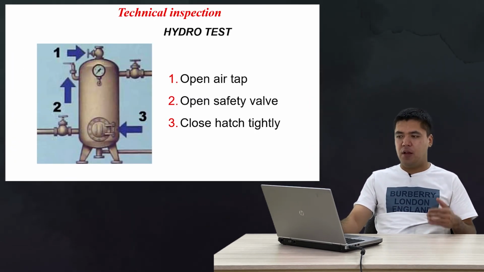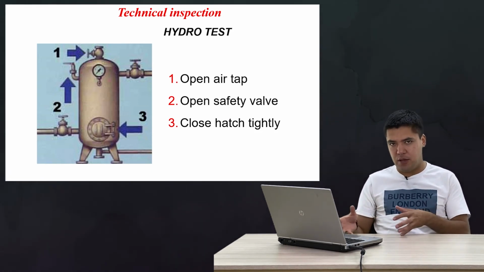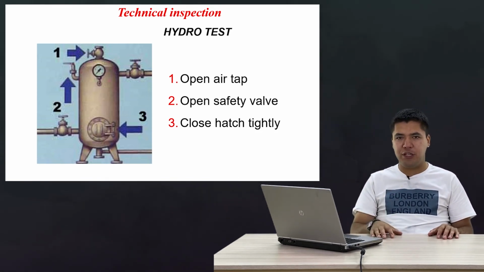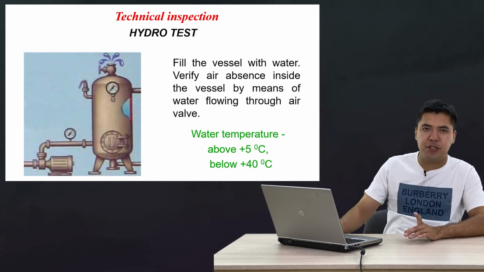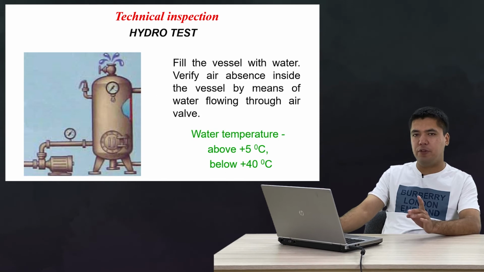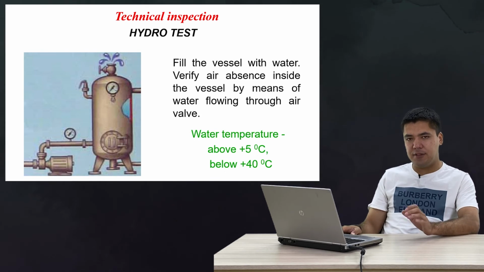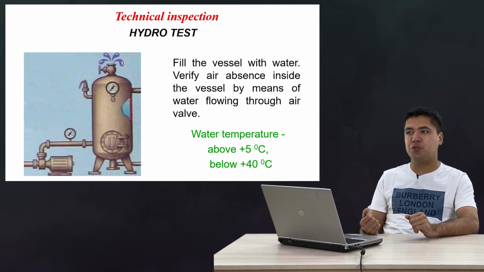And the next one, when we do hydro test, we need to remove all air from inside of the pressure vessel. Then we need to open safety valve and make sure that all pressure gauges, everything is working in normal process. Then hydro test shall be performed at positive temperature levels, actually over 5 degrees Celsius and below 40 degrees. But in some cases, for example, in our climate situation, working in similar ideal temperature level or climatic conditions is not possible.